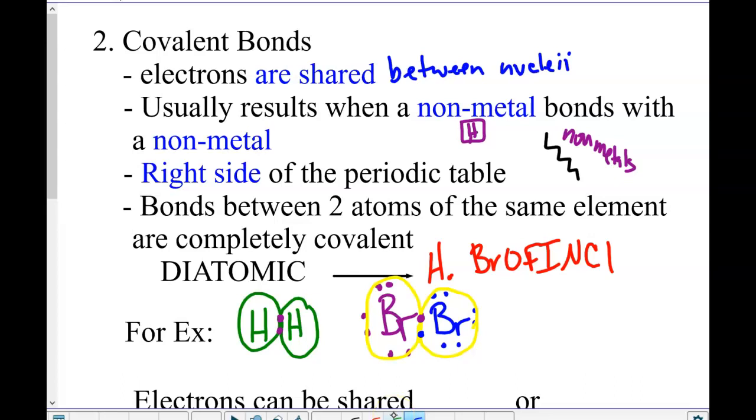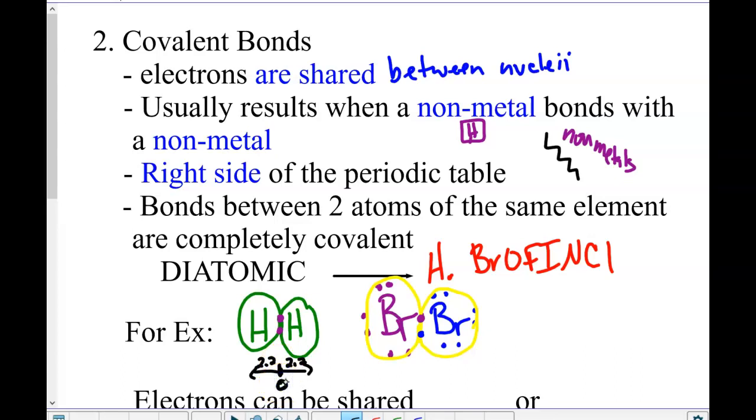Now, when we have electronegativities that are equal to each other, they're going to pull equally in opposite directions. So hydrogen's electronegativity is 2.2. That means that there's going to be a force of 2.2 pulling in this direction and a force of 2.2 pulling in this direction. So overall, there's going to be no difference here.